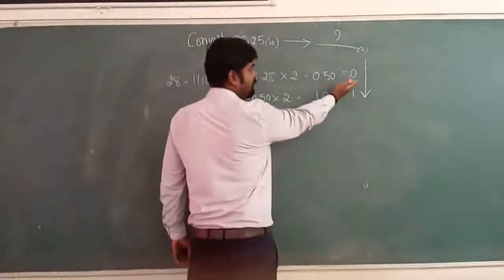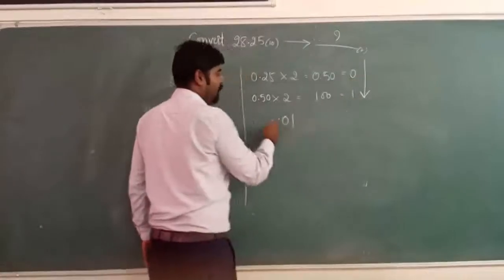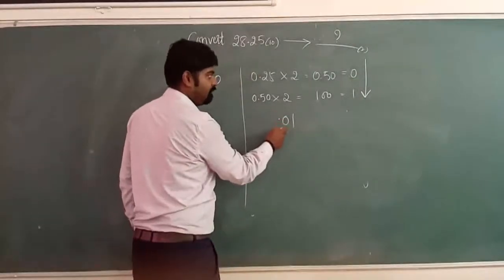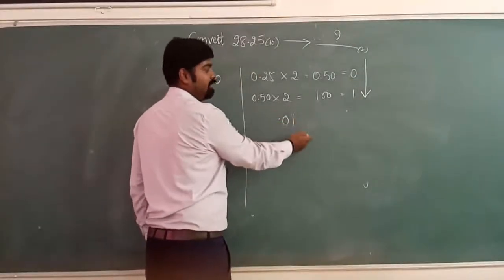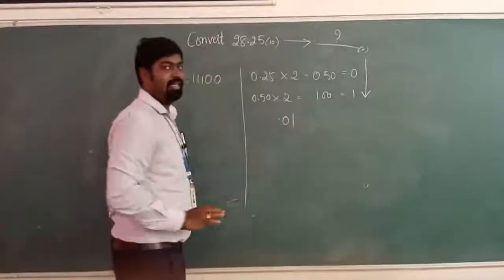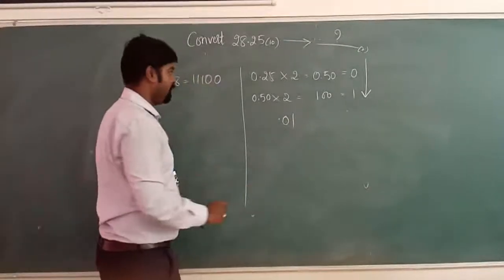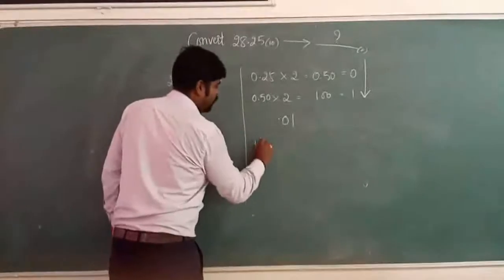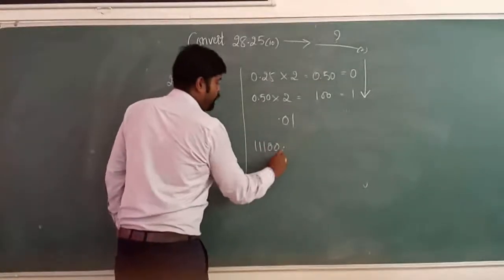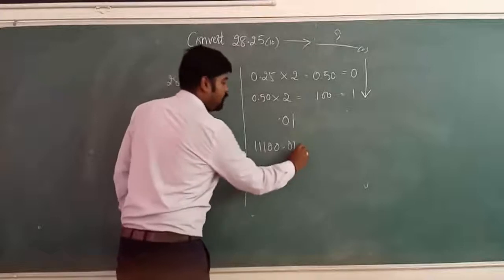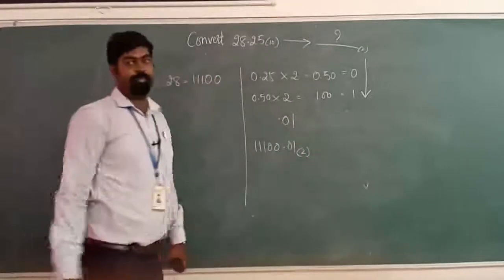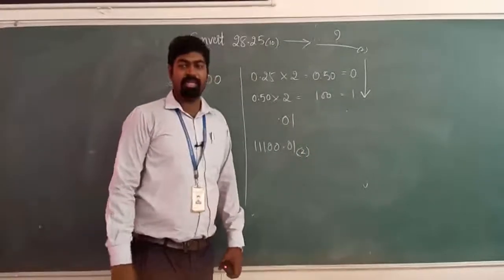Because the first remainder is 0, the second remainder is 1. So after the decimal point, we need to first write the first remainder 0, then comes 1. So the total binary equivalent of 28.25 is: 28 is 11100, 0.25 is 01, to the base 2. So I hope it is clear.